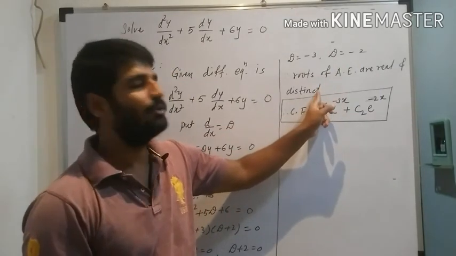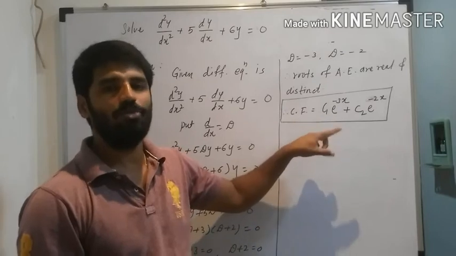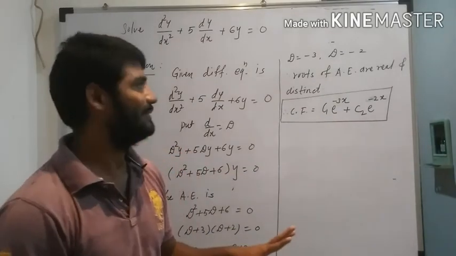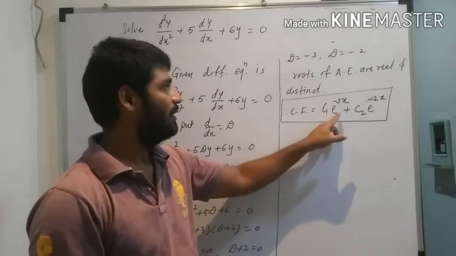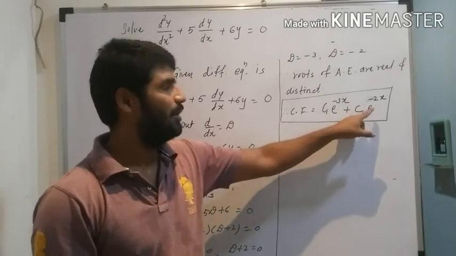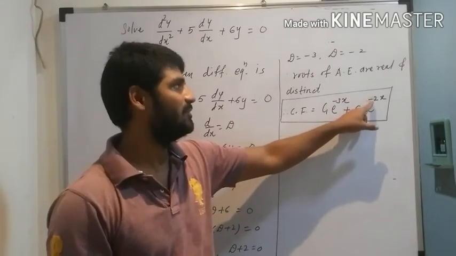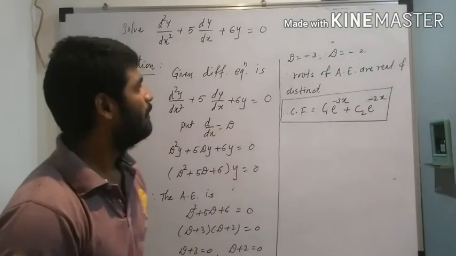And for that, to write the complementary function, we have to use the first case, that is, roots of the auxiliary equation are real and distinct. So that's why we write the complementary function as c1 into e raised to the first root, that is minus 3 into x, plus c2 into e raised to the second root, that is minus 2 into x. So this is your complementary function.